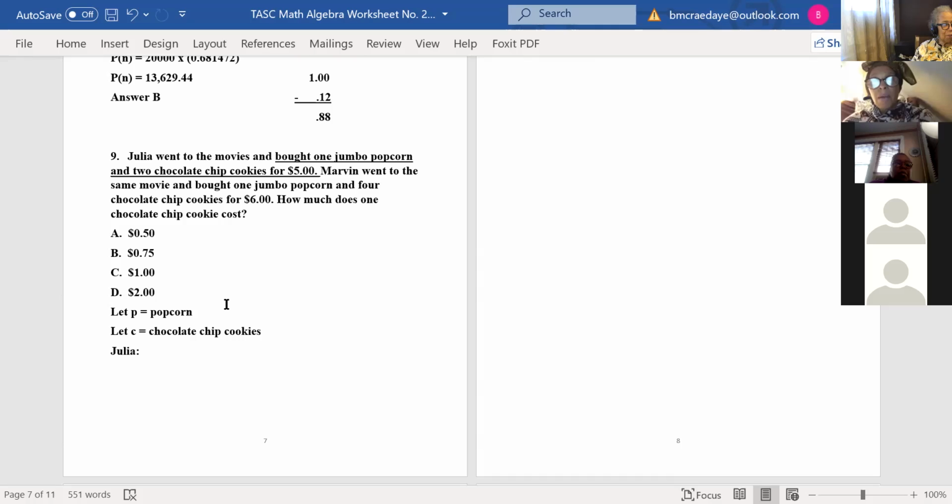Julia, let P equal popcorn. P for popcorn would be $5. You want me to do the equation? Now I want you to tell me the popcorn and the chocolate equation. Now, when we say bought 1 jumbo popcorn and 2 chocolate chip cookies, that's an add, right?